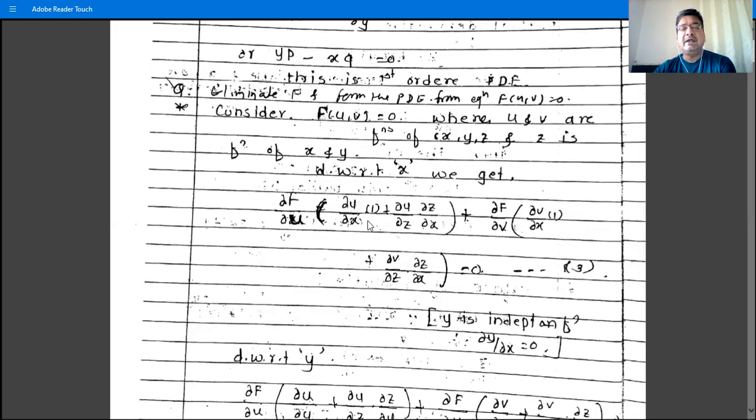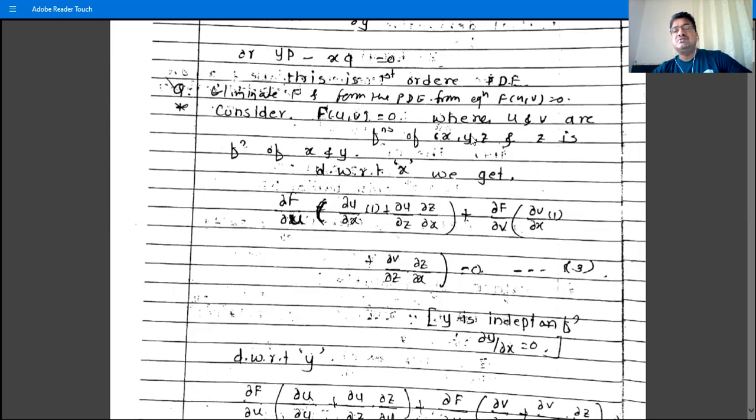What is ∂u/∂x? u is a function of x, y, z, so its derivative with respect to x is ∂u/∂x times ∂x/∂x. Because u is a function of x, y, z, ∂u/∂y times ∂y/∂x is 0.